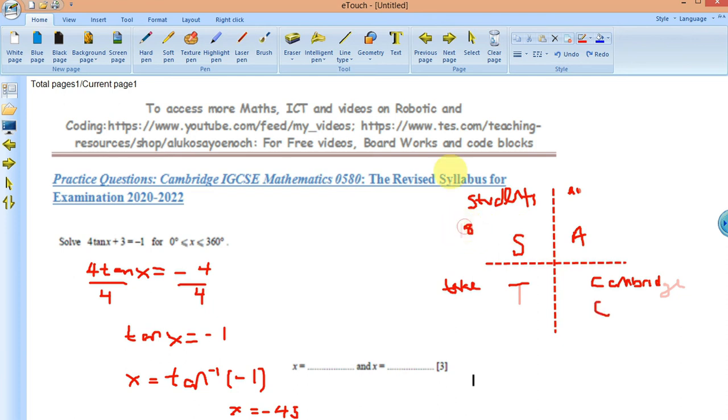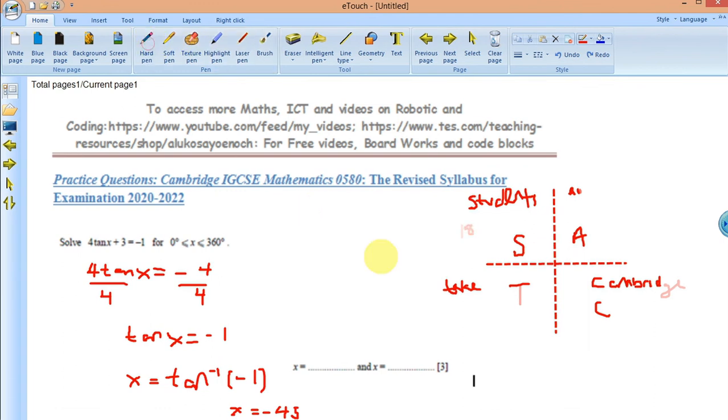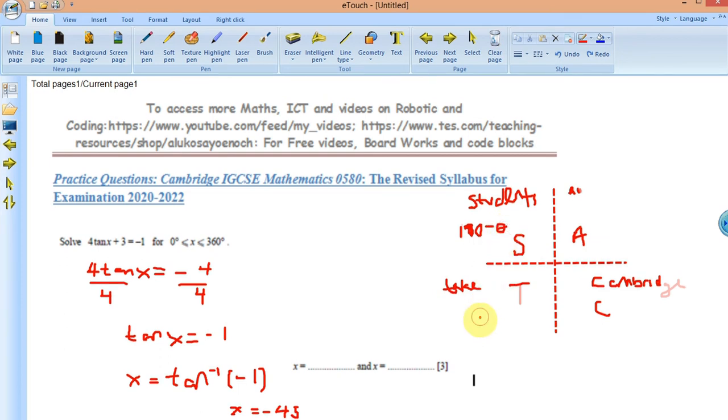So you have 180 minus theta. When you have an acute angle, to get the second angle, that will be 180 minus theta. This will be 180 plus theta. Because this is 270, only tan is positive here, and this is only cos positive, and 360 minus theta.